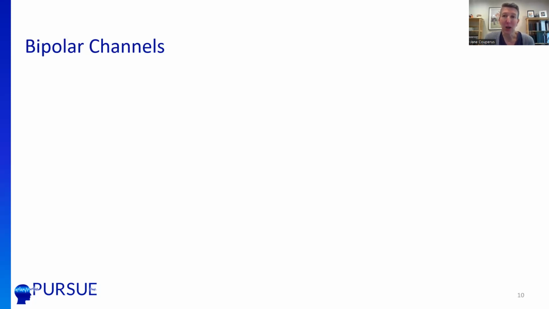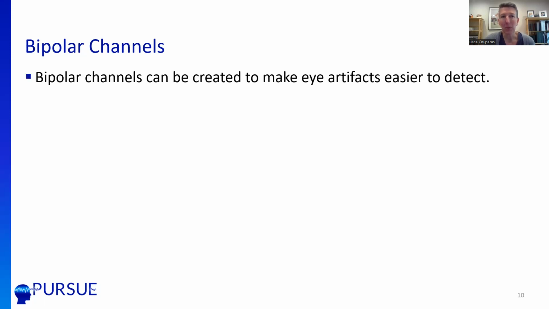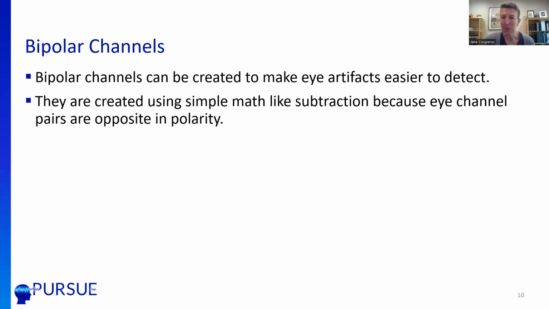Another thing you can do along with re-referencing, if you happen to be using equations to do your work versus a computer plugin to do your work, you can create something called a bipolar channel at the same time. Bipolar channels can be created to make eye artifacts easier to detect. And they're created using simple math.